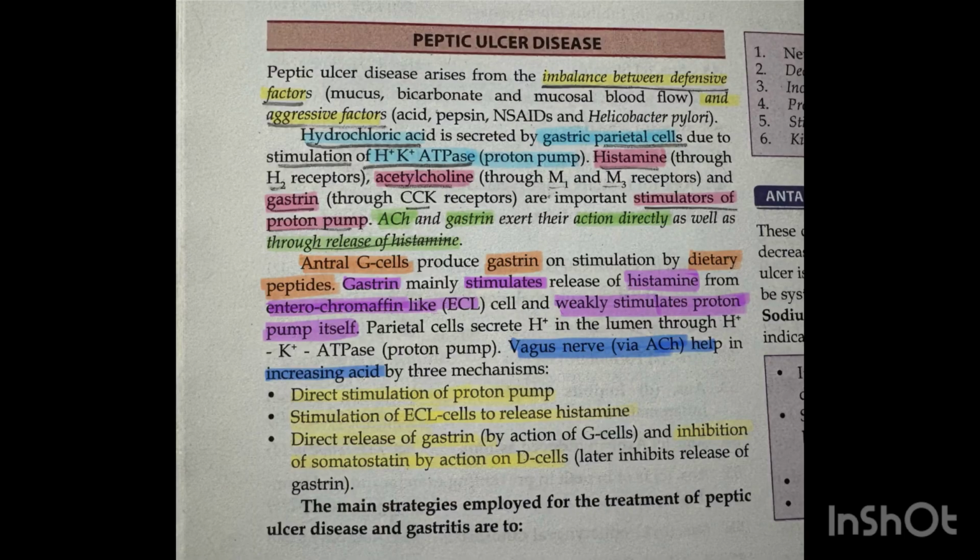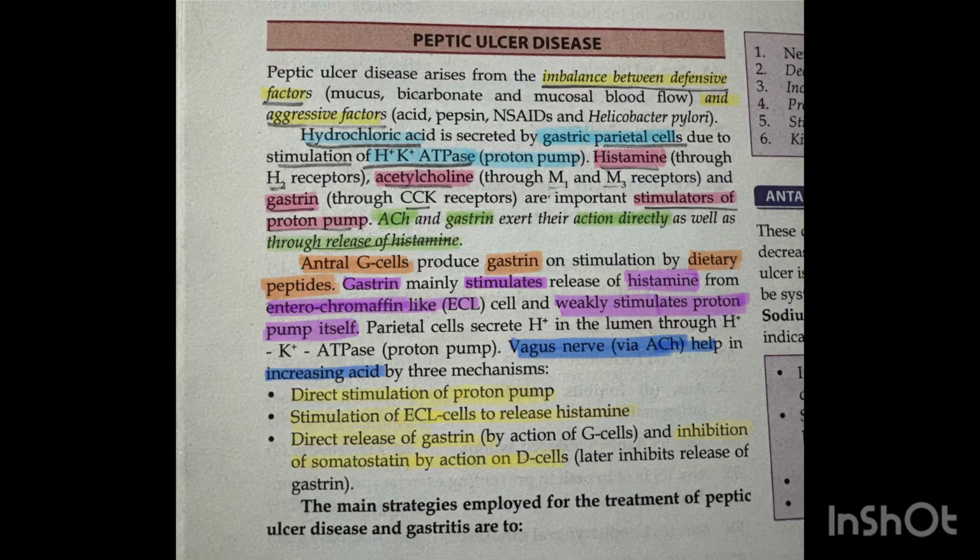Peptic ulcer disease arises from an imbalance between defensive factors and aggressive factors. Defensive factors are mucus, bicarbonate, and mucosal blood flow, and aggressive factors are acid, pepsin, NSAIDs, and Helicobacter pylori. HCl is secreted by gastric parietal cells due to stimulation of H+ K+ ATPase, that is the proton pump.